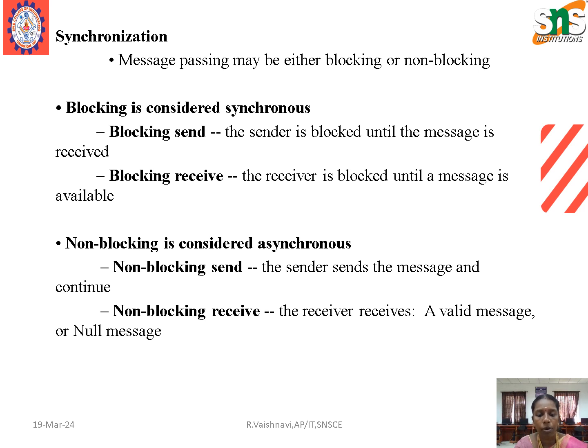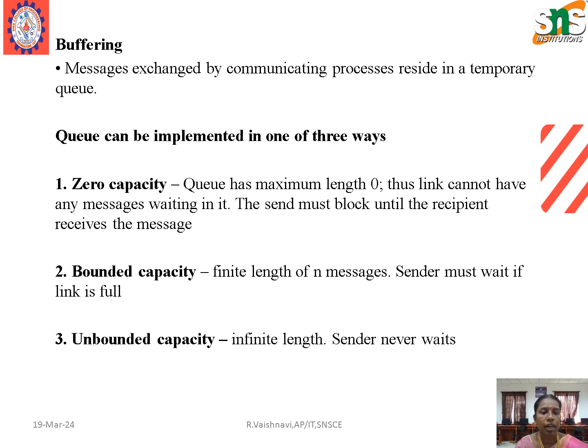Next type is non-blocking receive. The receiver receives a valid message or a null message. Next one is buffering. Messages exchanged by communicating processes reside in a temporary queue. The queue can be implemented in one of three ways: zero capacity, bounded capacity or unbounded capacity. First one, zero capacity. The queue has a maximum length of 0, thus the link cannot have any messages waiting in it. The sender must block until the recipient receives the message.